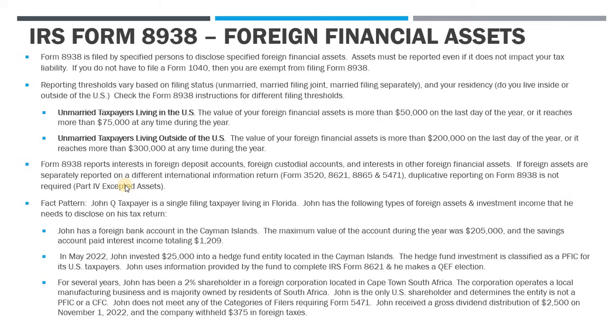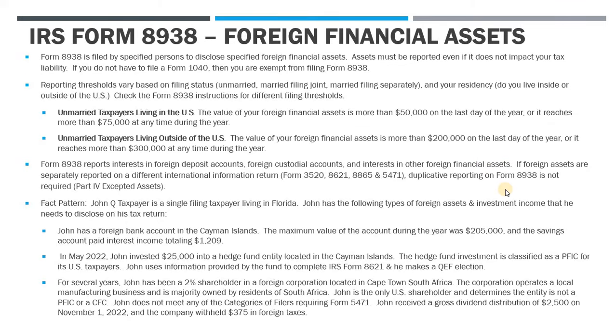Now, what's reported on the form? You have to ask yourself, what is a foreign financial asset that I might have abroad? This includes foreign deposit accounts, so bank accounts, savings accounts, custodial accounts. You think of those as your brokers, right? So if you own stock and you're holding it in a foreign custodial account, let's say a UBS account in Switzerland, that's got to be reported. And then all other interests in other foreign financial assets.